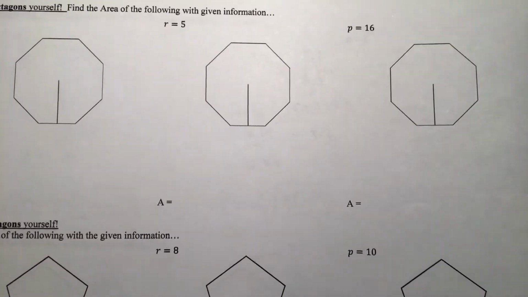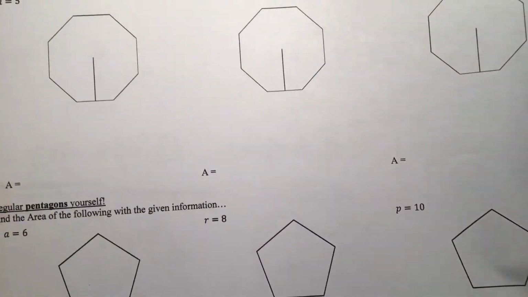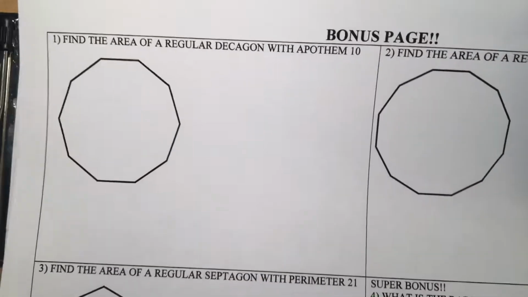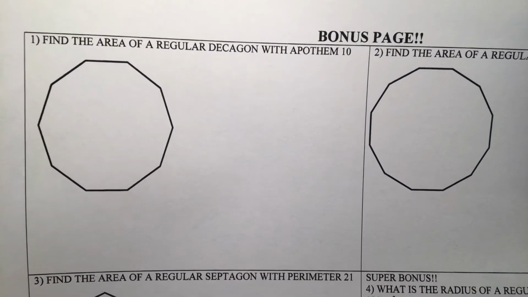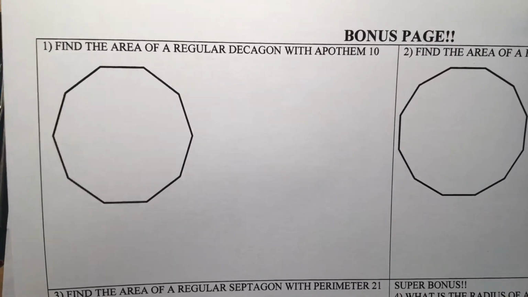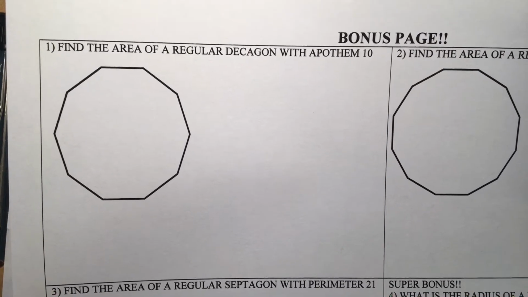Okay, so anyway, there's your homework. These 6 problems right here. But then there's bonus problems. Bonus problem number 1. Can you find the area of a regular decagon? And these are all on the PDFs, which I'll send you, and they'll be on Google Classroom. Can you find the area of a regular decagon with apothem 10?